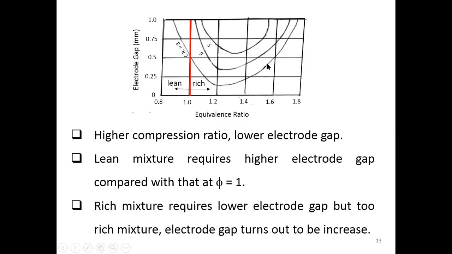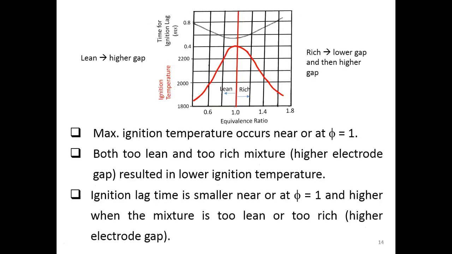So for the rich side, there are two characteristics for the length of the electrode gap. If you are not too rich, the electrode gap can be small. But if you are too rich, the electrode gap has to be wider. But for the lean mixture, there is only one characteristic: if you go for lean, the electrode gap has to be wider. And also for higher compression ratio, the electrode gap has to be smaller.